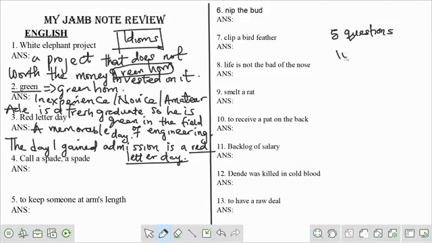Oral English can be 10. In passage, I think that's 5 questions. Register, I think that's 10. In Concord, maybe 10, or fill in the gap, 10. Synonyms, I think that's 5. Opposite, antonyms, that's 5. So that's the structure. Let me count it: 10 plus 10, 20, 30. So that's 50. The remaining 10, they may ask you on the novel that you read.